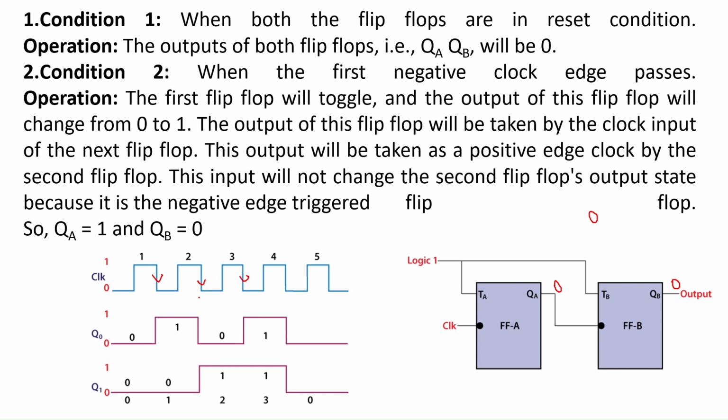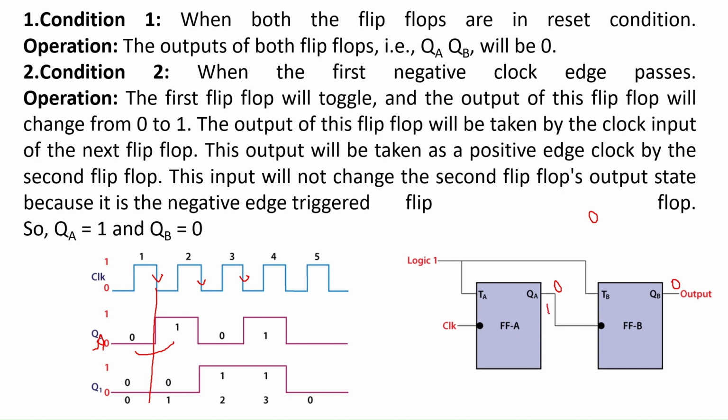When the negative edge arrives at flip-flop A, whose output is QA, the output gets toggled. Since the value of TA is 1, the present output is the toggled version of the previous output. So the output gets toggled, 0 is toggled to 1, and the value of QA becomes 1.